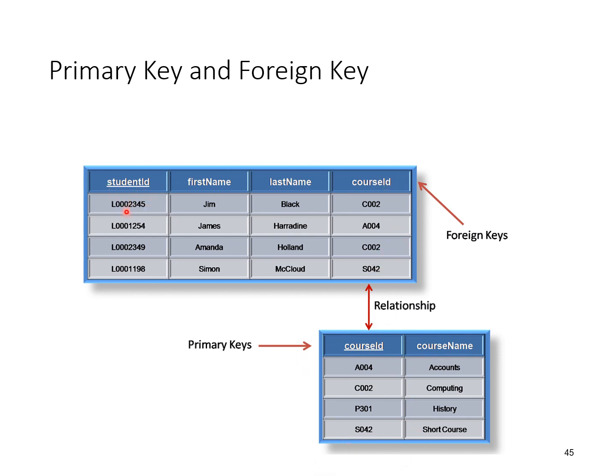So the first student ID, Jim, can only enroll in C002. And he can enroll in only one course. So the course ID is the one which acts as the foreign key, because the foreign key is basically the primary key of another table. Course ID is the primary key of the course table, and it is placed as part of your student table. So this course ID is called the foreign key of the student table, which is the primary key of the course table.